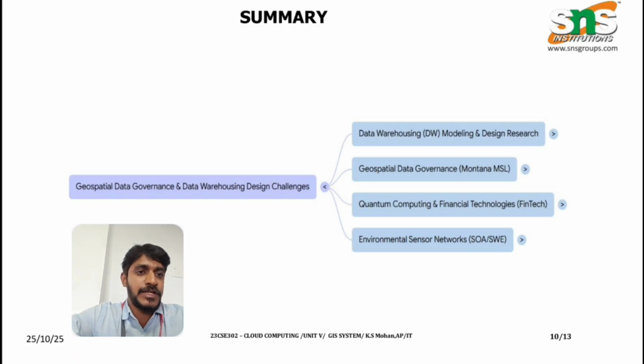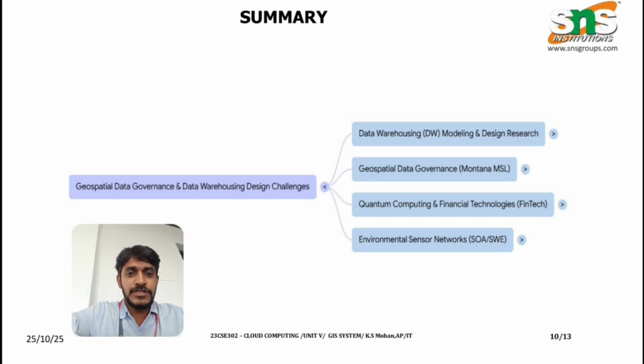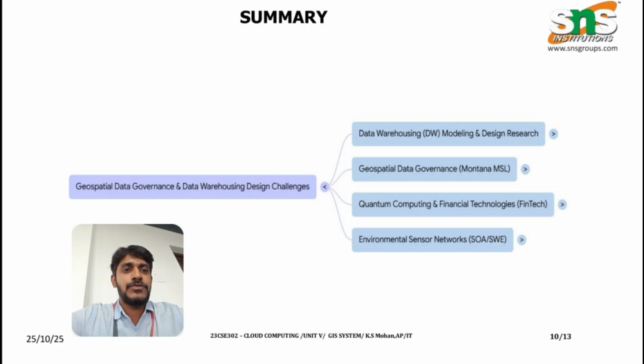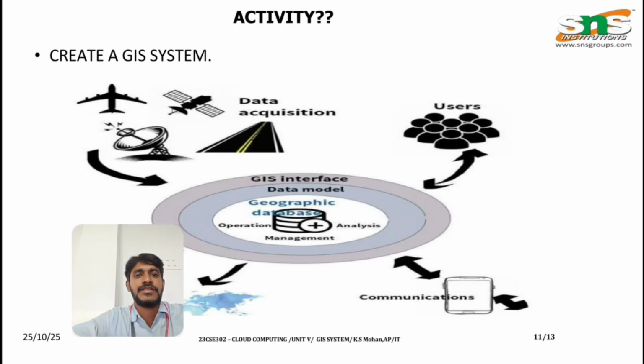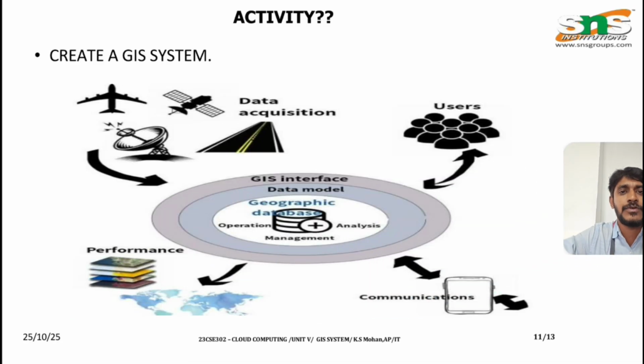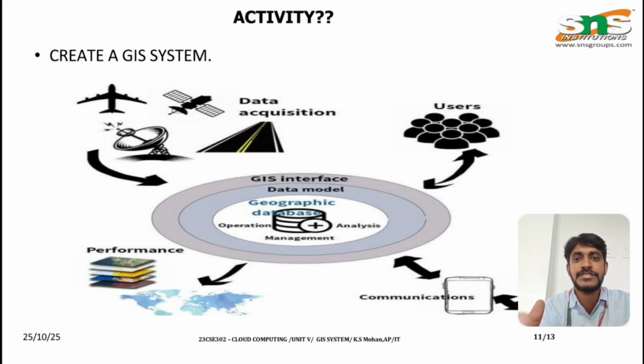Data warehousing involves modeling and design research, along with geographical data governance, quantum computing and environmental sensor networks. This is the summary of how GIS is used for cloud security purposes. We have a small activity here: data questioning, GIS interfaces, performance and communications, and how they connect with the users. These create a GIS system.